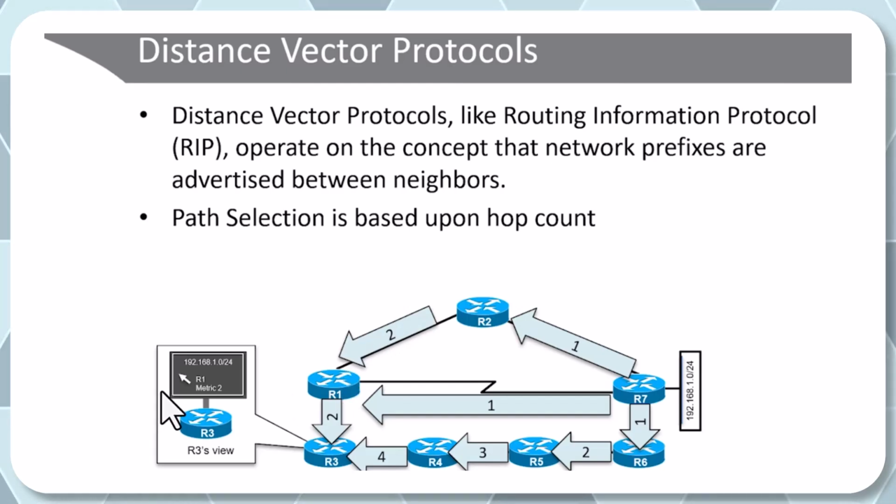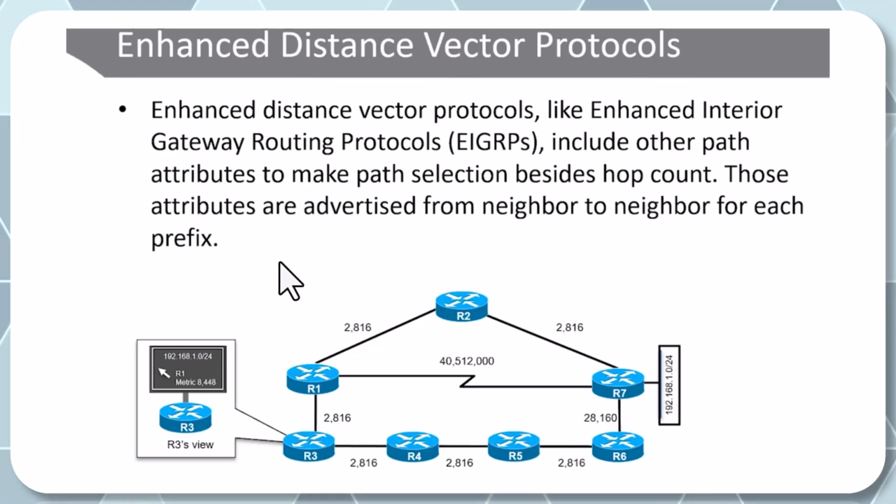So that is a problem with the distance vector protocols which rely on the hop count. So we need to enhance it. That's why EIGRP was introduced by Cisco. So enhanced distance vector protocols like Enhanced Interior Gateway Routing Protocol, EIGRP, include other path attributes to make path selection besides hop count. Those attributes are advertised from neighbor to neighbor for each prefix.